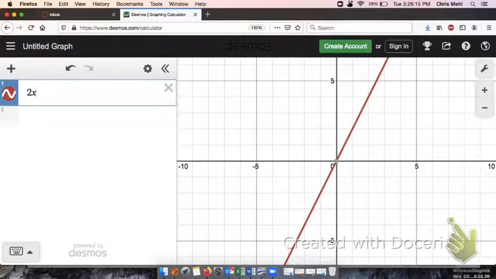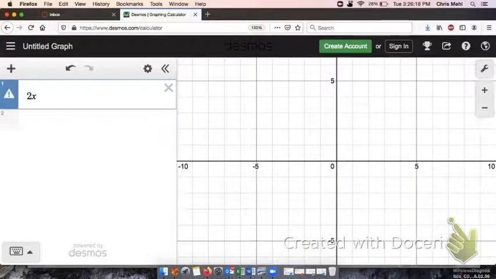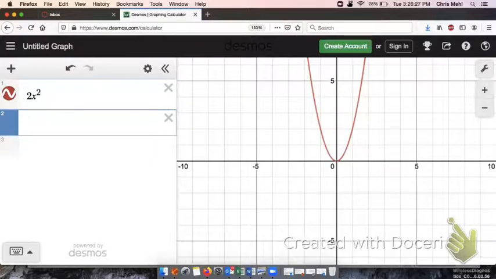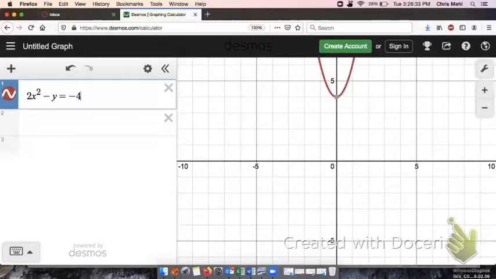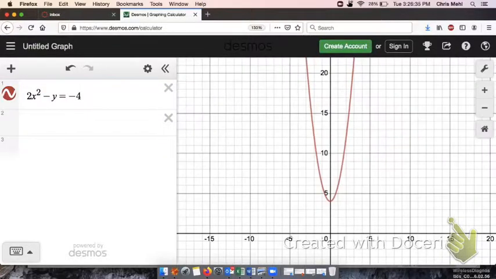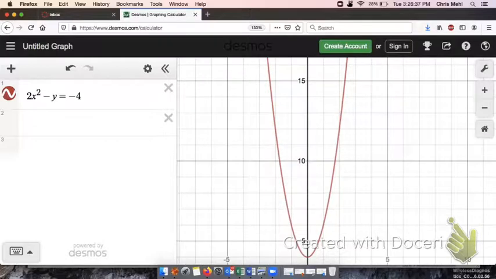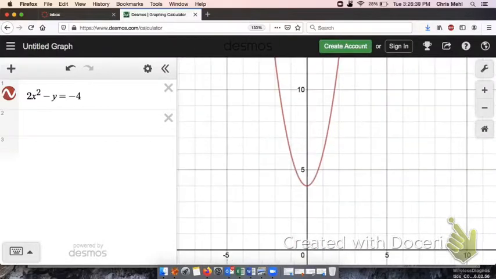You would first type 2x, then you'd hit the Shift 6 key. That's like, I don't know what to call that. It's like Shift hat. You can type in the squared. You can arrow out of the power. I think this is pretty self-explanatory. I think we had minus y, and then we had an equals minus 4. Okay. Now, after you type that in, you're going to get the graph that corresponds to that equation.